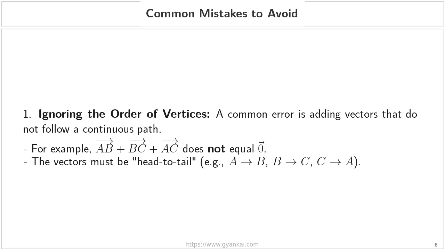Remember, for the sum to be 0, the vectors must follow a continuous, unbroken path. You cannot simply pick any 3 sides of the triangle and add them. For example, if you try to add vector AB plus vector BC plus vector AC, you will find that this does not equal the 0 vector. Why? Because you haven't completed the loop. To get that 0 resultant we discussed earlier, the vectors must be placed head to tail. Meaning the end of one vector must be the start of the next, like moving from A to B, then B to C, and finally C back to A.